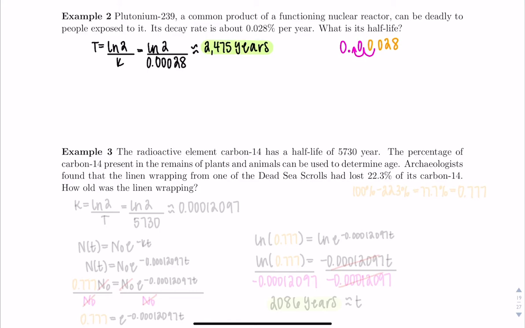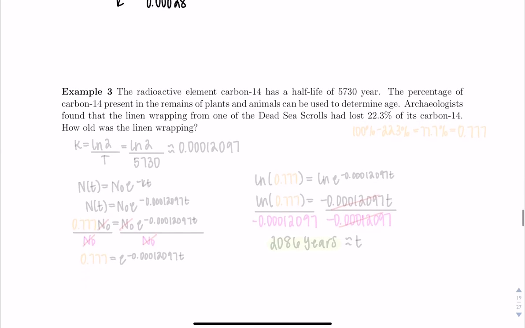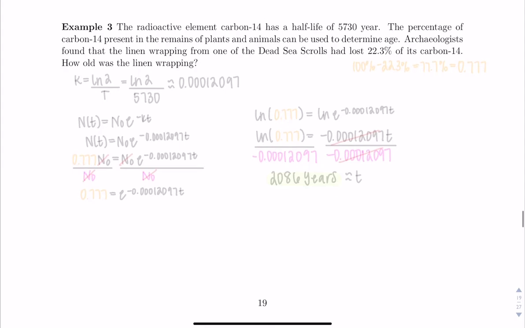The radioactive element carbon-14 has a half-life of 5,730 years. The percentage of carbon-14 present in the remains of plants and animals can be used to determine age. Archaeologists found that the linen wrapping from one of the Dead Sea Scrolls had lost 22.3% of its carbon-14. How old was the linen wrapping?